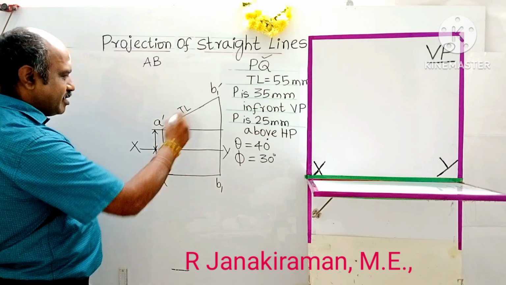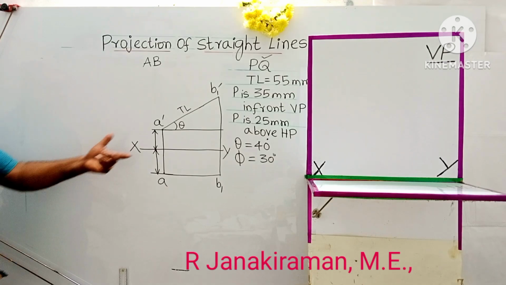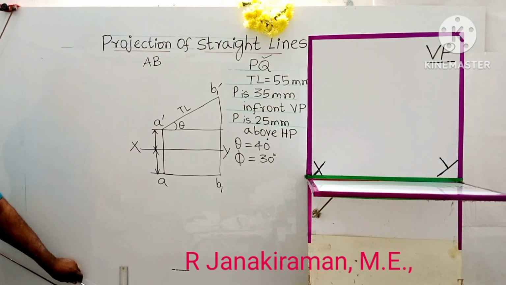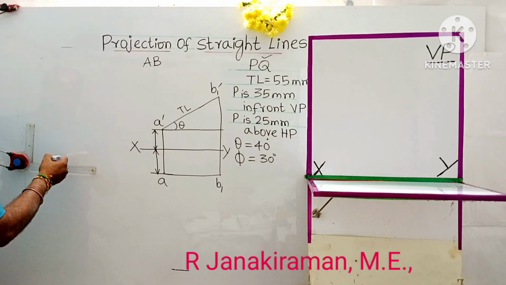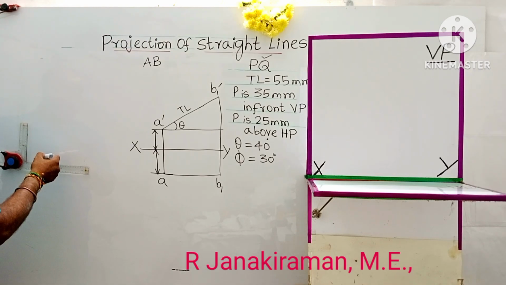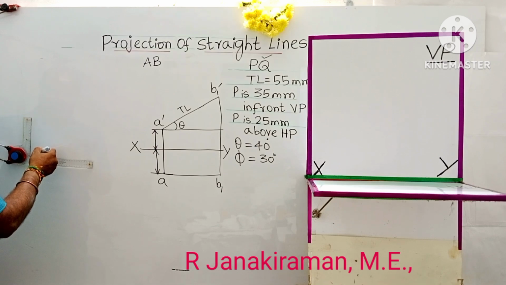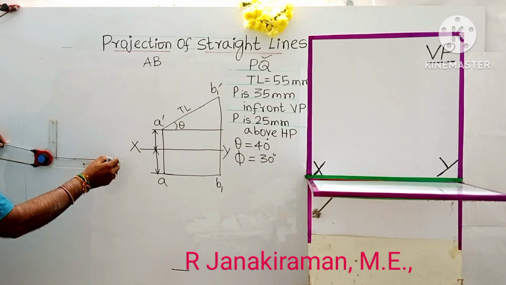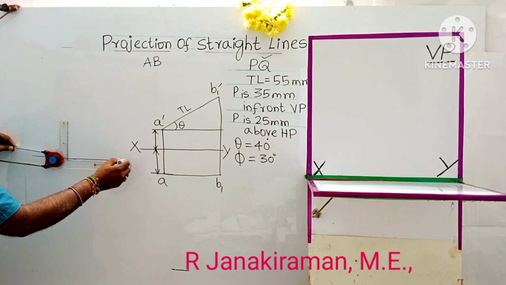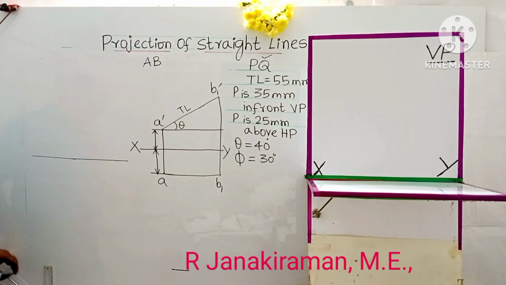So let us complete this first part. It's the true inclination with HP, theta. So take a drafter scale. Draw a reference line called the XY line, using the longer scale of the drafter. So the XY line is a reference line.